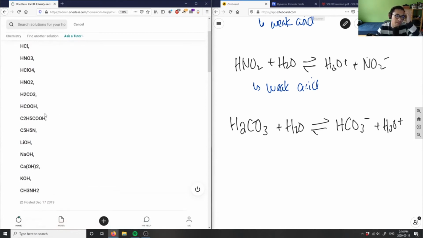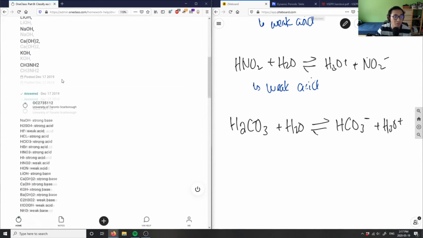Next is HCOOH and C2H5COOH. Both of these are weak acids because they're organic acids. The rule is that with an organic acid, such as this one, methanoic acid, and this one would be propanoic acid, these are organic acids, so they're always weak acids. So these two are weak acids.